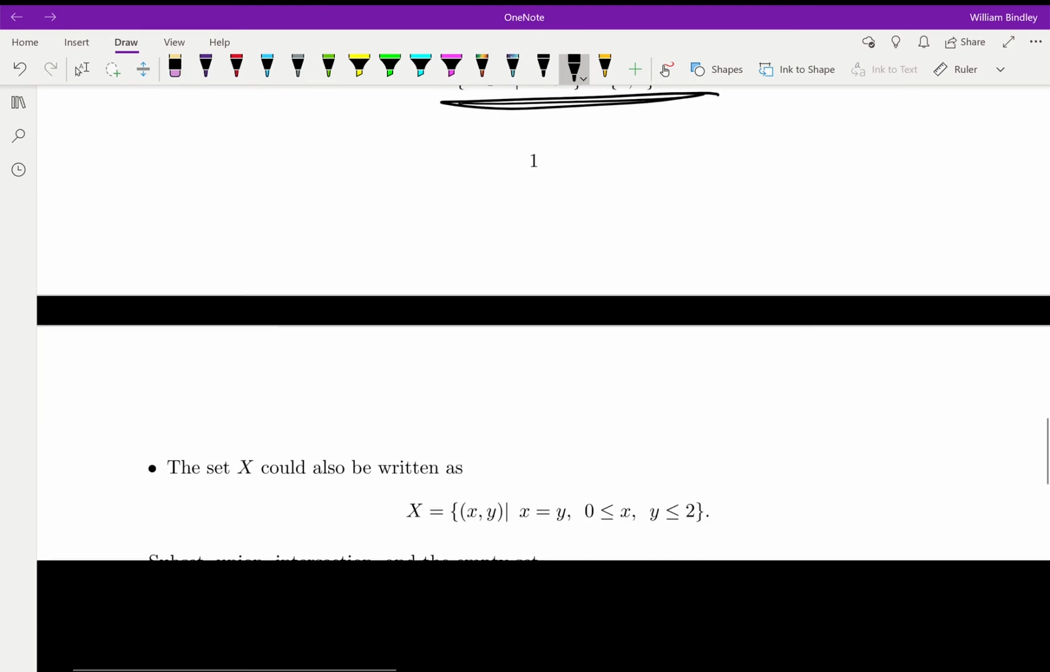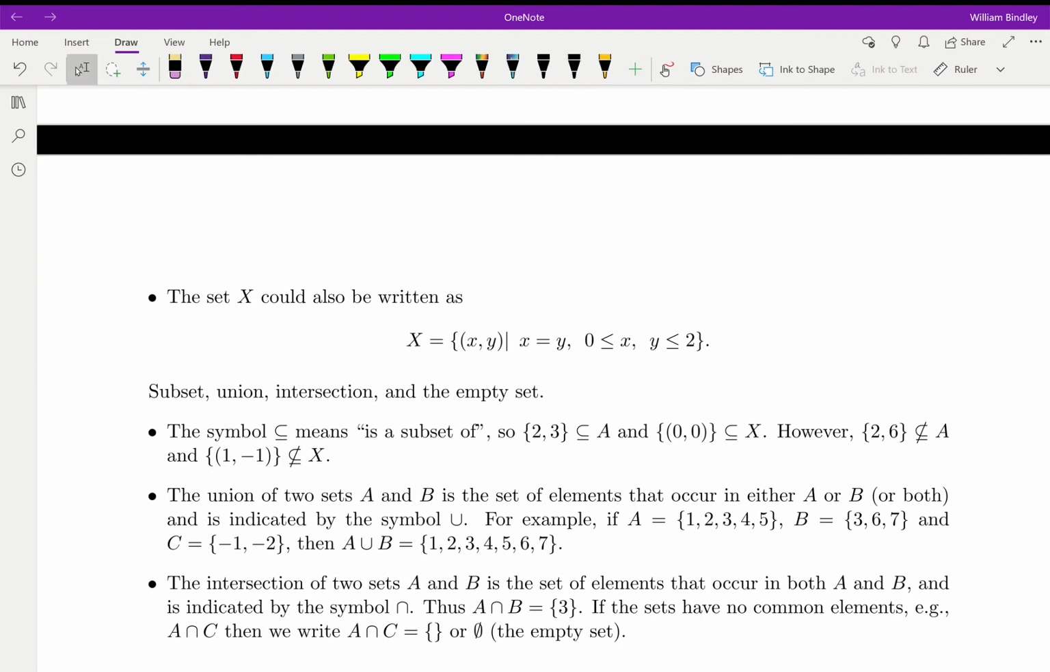Okay, moving on. So the set X that we mentioned earlier, that was the set of ordered pairs or coordinate points in the XY plane. It contained the coordinates (0,0), (1,1), and (2,2). So it could be written like this. This is just appealing to, or referring to, a common property in order to write the set another way.